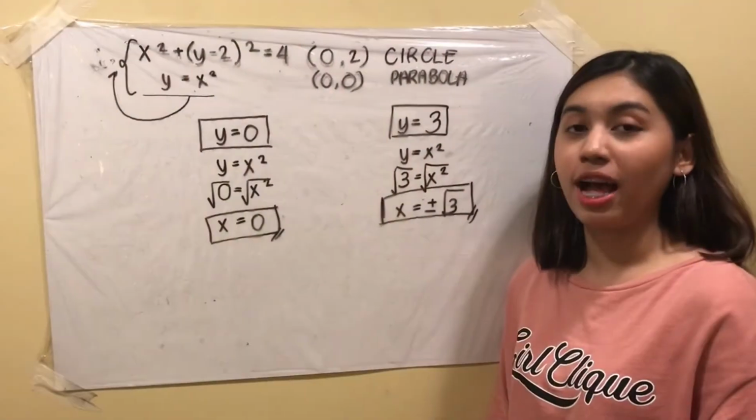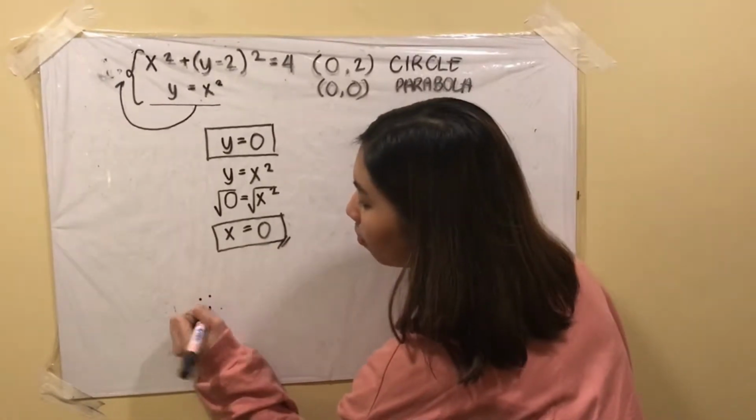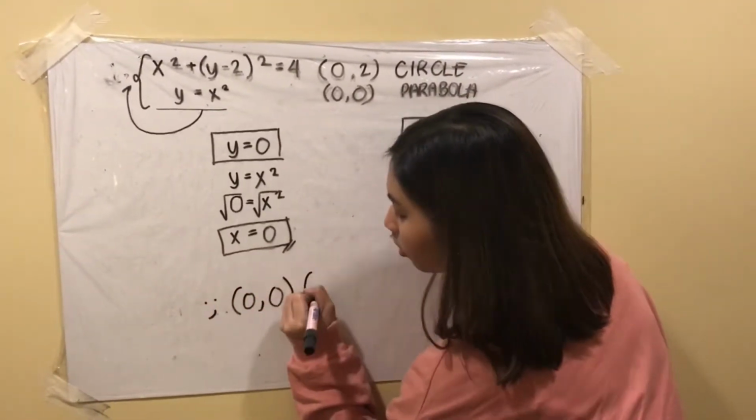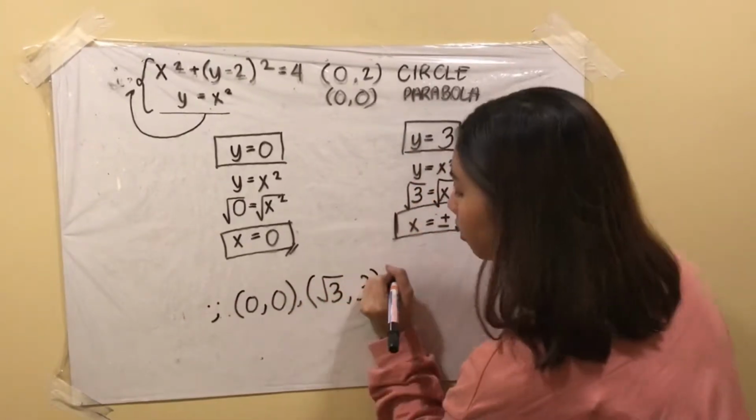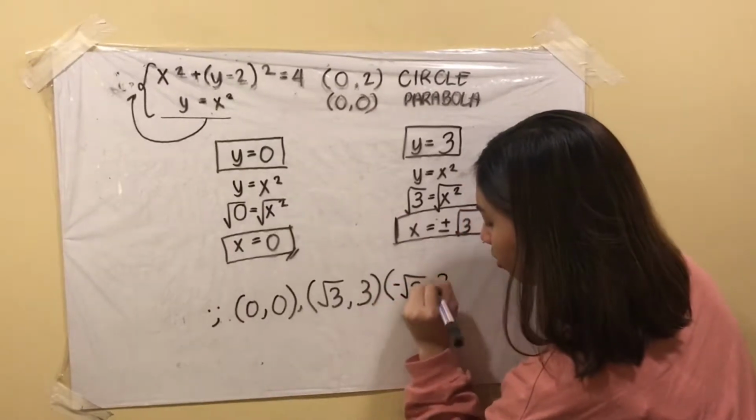Now that we already have the x and y values, the solutions are the points (0, 0), (square root of 3, 3), and lastly, (negative square root of 3, 3).